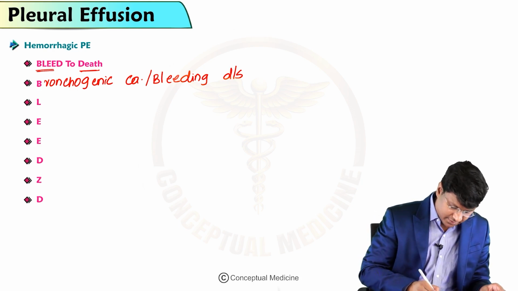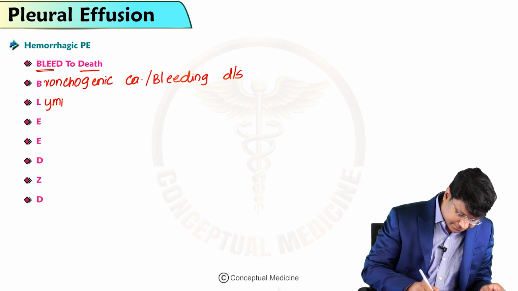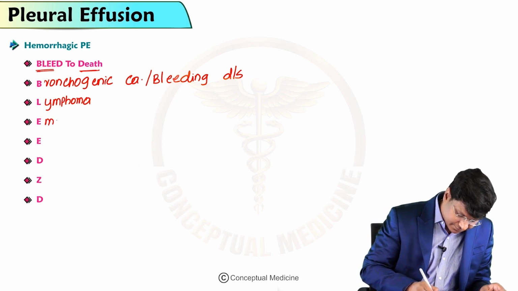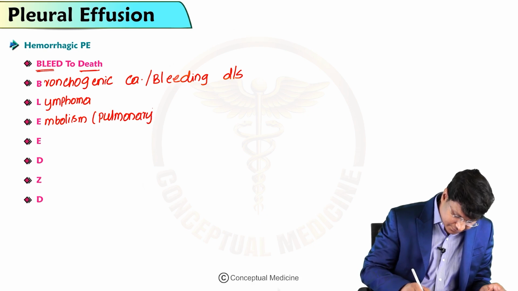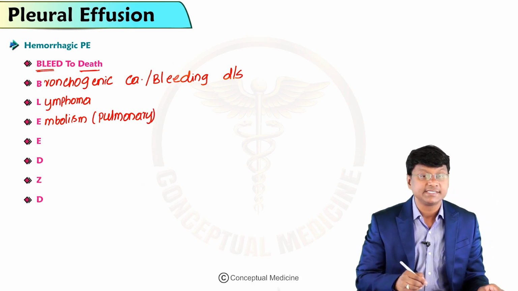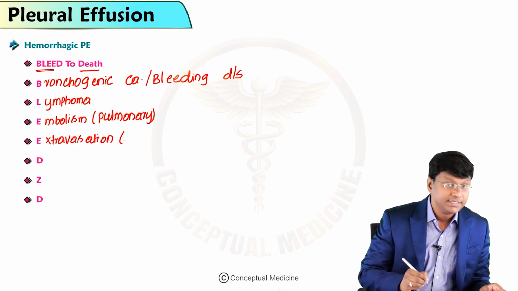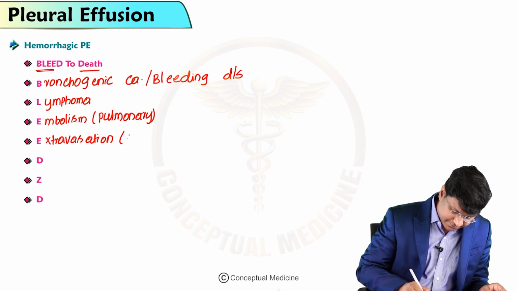And the L will be your lymphoma. The E will be embolism, that is pulmonary embolism. And the next E is extravasation. And what extravasation is this? It is aneurysmal rupture.